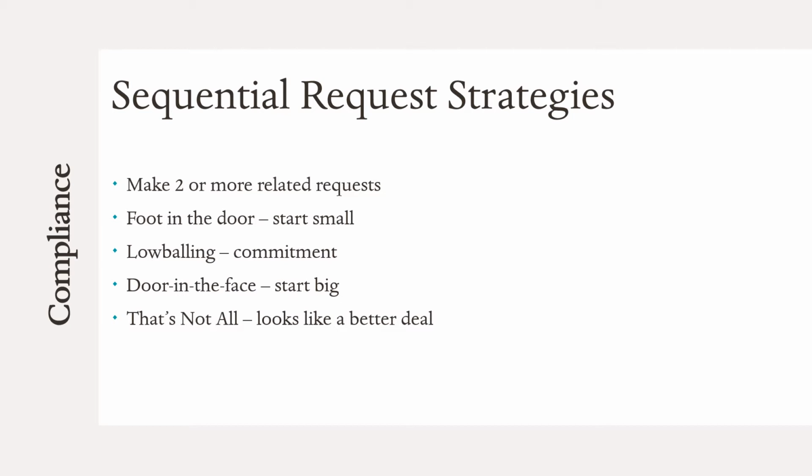The next sequential request strategy is lowballing. This is where you start small, and then there's a bait and switch. This is used in car sales. The salesman will come back and say that the manager would not approve the sale. People go along with this because they feel they have made a commitment.